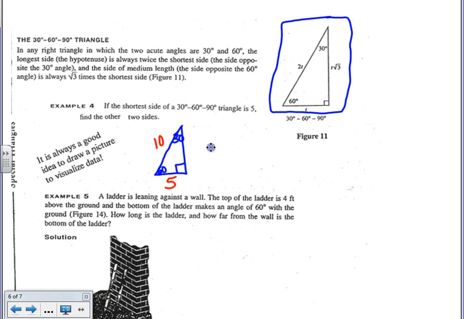So the other side would be double that, so that's going to be a 10. And then the medium side is whatever the short side was times the square root of 3. And in this case, we don't want a decimal. In Trig, when it's not an application problem, I always want the most beautiful ACT style answer that I can get.